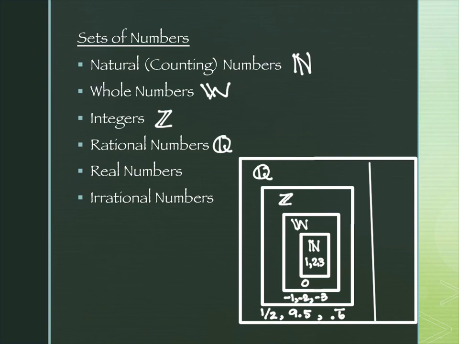Now, everything in the entire rectangle, both the part that I've worked with and the little part that I haven't, is considered the real number system, and that is R. Those are the real numbers. But there are some real numbers that we haven't talked about. The numbers that we haven't talked about are the opposite of rational. They're irrational, and that doesn't mean they're crazy, right?